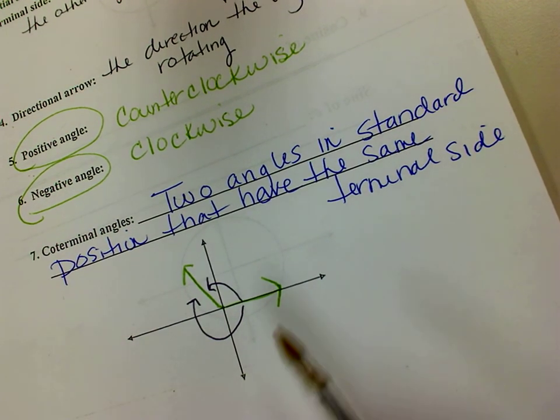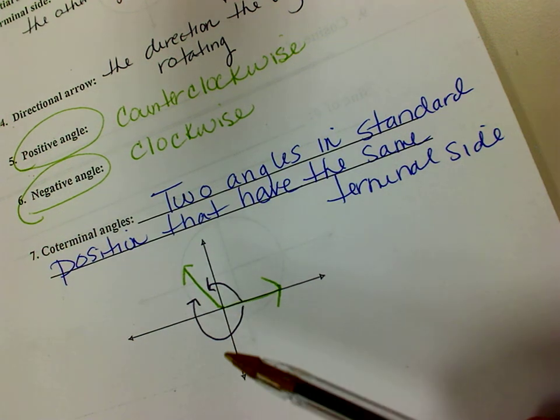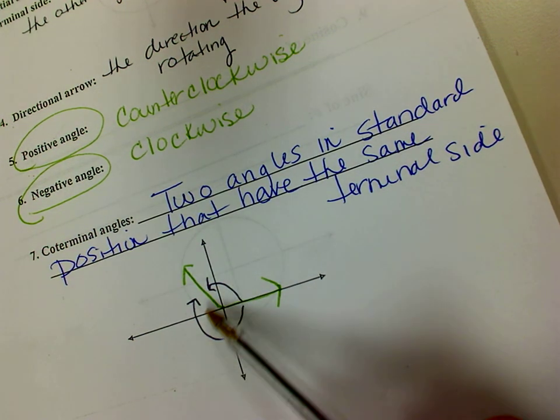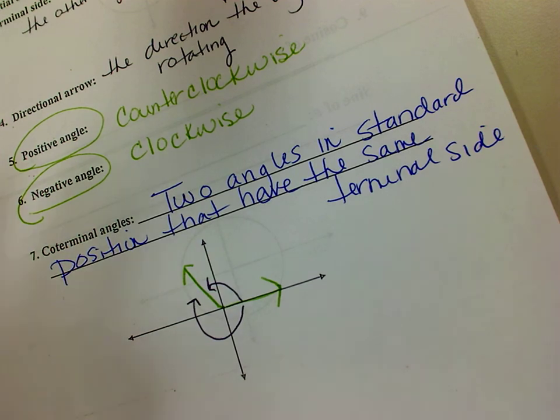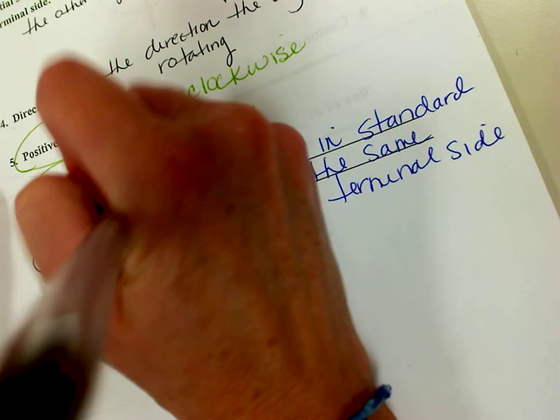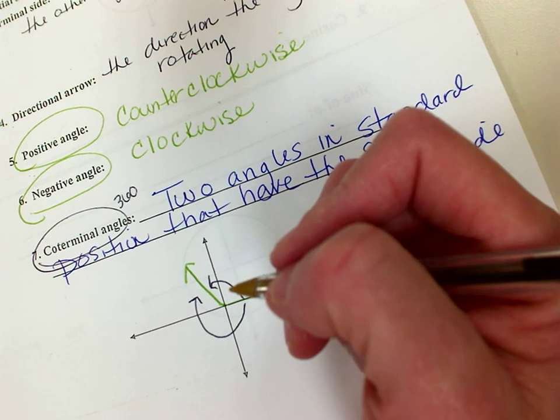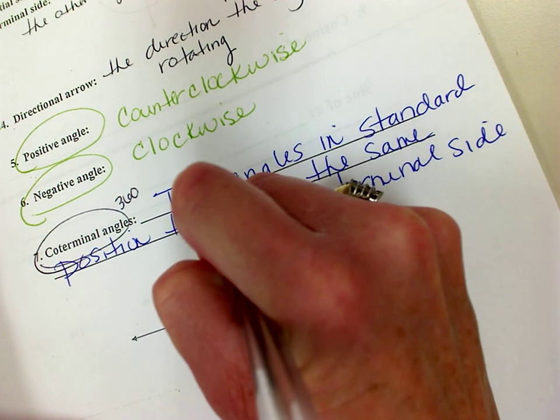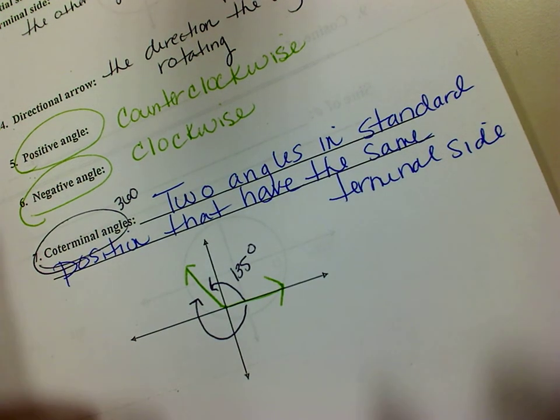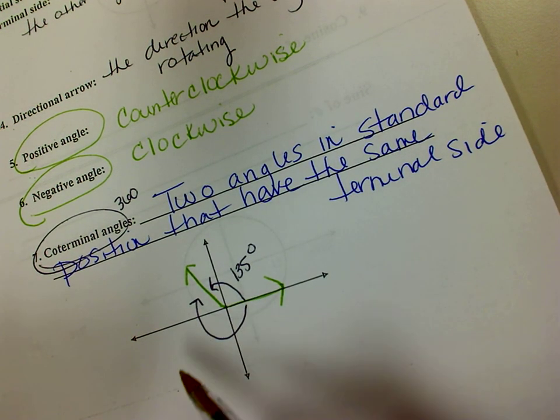Now, if I were to rotate this ray right here and make a full circle, that's 360 degrees. So whenever I find coterminal angles, I want to think of 360. I'm either going to subtract from 360 or, hold on, I have to give you an angle first. I'm getting ahead of myself. Okay, I'm going to give you 135 degrees. I'm going to give you that angle right there. You have to find the other one.